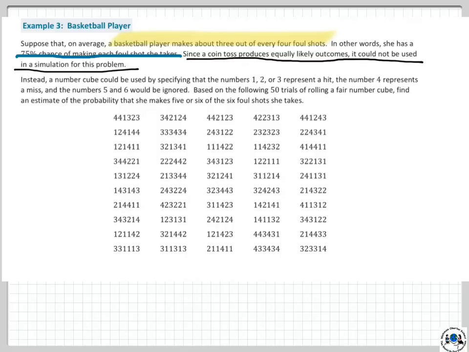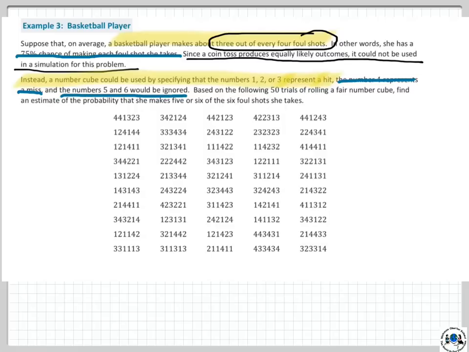We need a simulation that is going to help us give an estimated probability of some 3 out of every 4 foul shot situation. So instead, a number cube could be used by specifying that the numbers 1, 2, or 3 represent a hit. Foul shots. 1, 2, 3 represents a hit or a successful foul shot. The number 4 represents a miss, and the numbers 5 and 6 would be ignored. That's kind of weird. But anyway, based on the following 50 trials of rolling a fair number cube, find an estimate of the probability that she makes 5 or 6 of the 6 foul shots she takes.